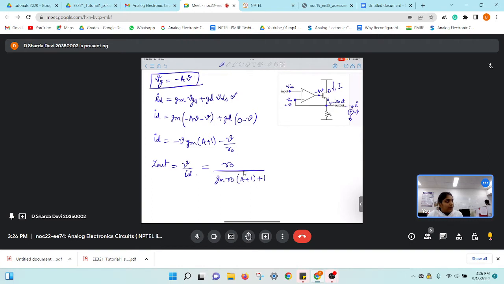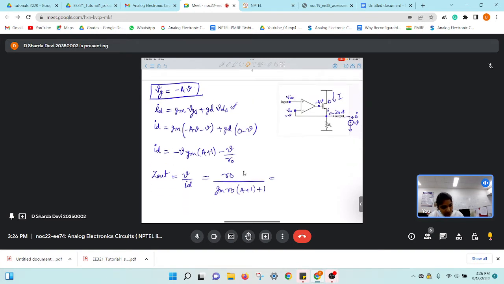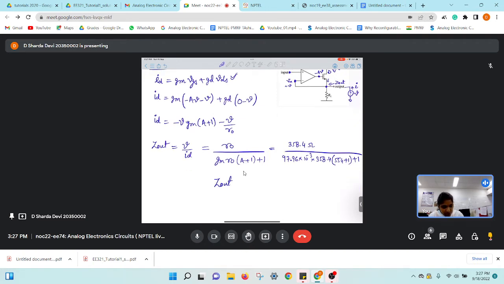Okay, so now we simply have to substitute the values and see what value of output impedance we are getting. Here R naught is already known, it was 358.4 ohms, by GM, which is 97.96 times 10 to the power minus 3, 358.4 into 554 plus 1 plus 1. Can you quickly solve this expression and let me know what value of Z out you are getting?